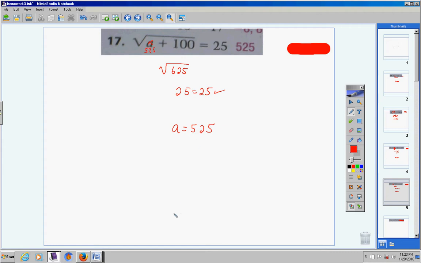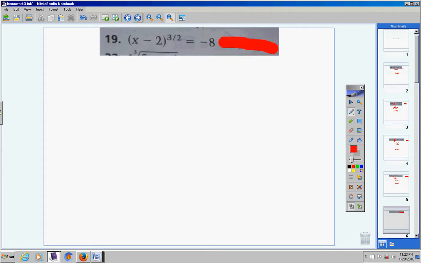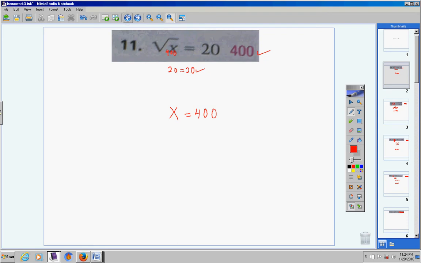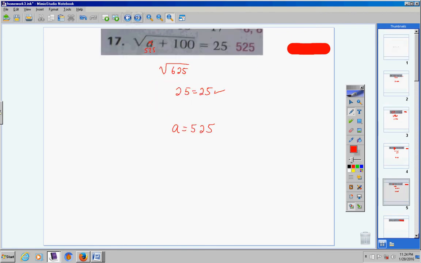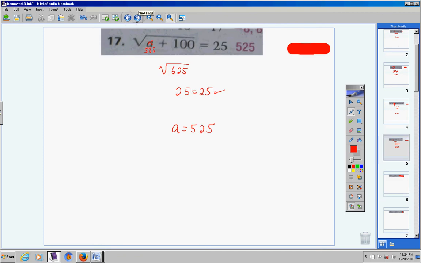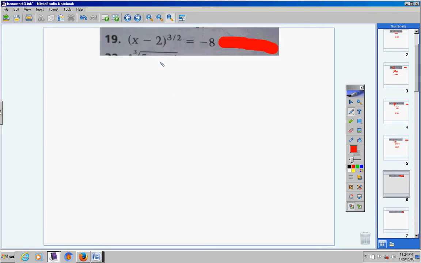Check. Alright, moving on to number 19. Okay, now this is not a radical equation. This is like number 13, okay? It is a rational exponent equation. So I've taught you what to do. There's 2 ways. We'll do it the radical way first.